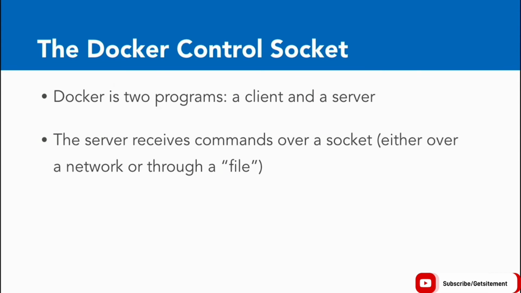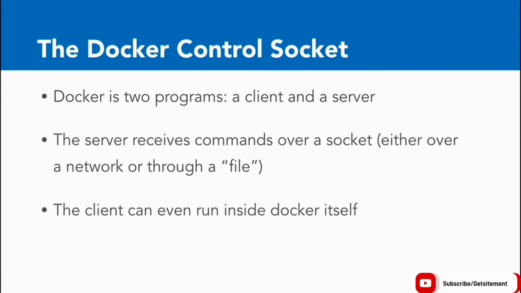In that case, the client communicates over the network and sends messages to the Docker server to say make a container, start a container, stop a container, that kind of stuff. When a client and a server are running on the same computer, they connect through a special file called a socket. And since they can communicate through a file and Docker can efficiently share a file between host and container, it means you can run the client inside Docker itself.